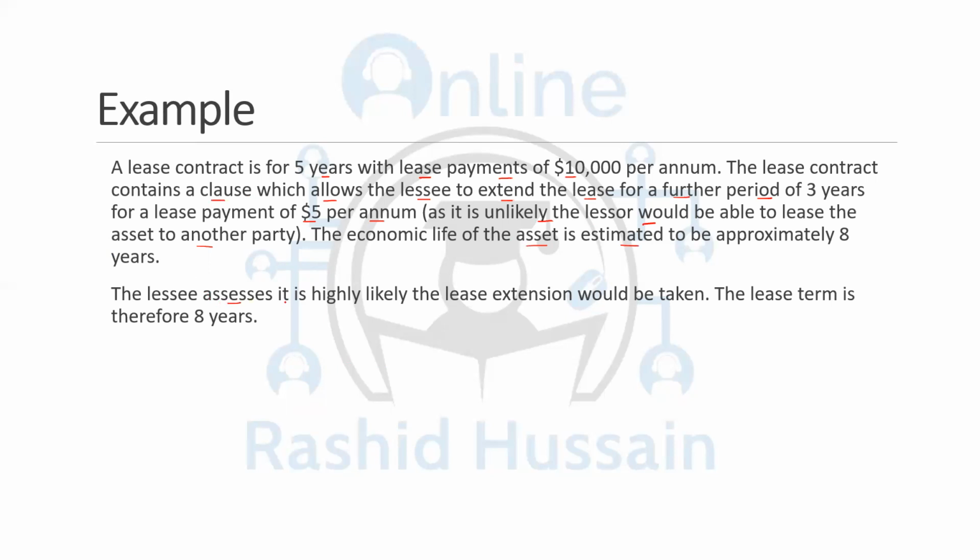The economic life of the asset is 8 years. The lessee assesses that it is highly likely that the lease extension would be taken. So the non-cancelable period is 5 years, plus there is an extendable period of 3 years, which is a secondary lease period. And they are reasonably certain, it is highly likely, that they will be availing their option. So the lease period is going to be 8 years, 5 plus 3. So the lease term is therefore 8 years.